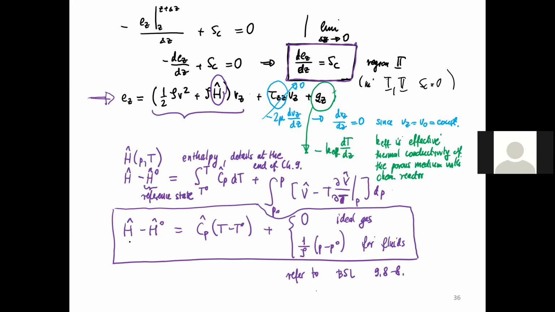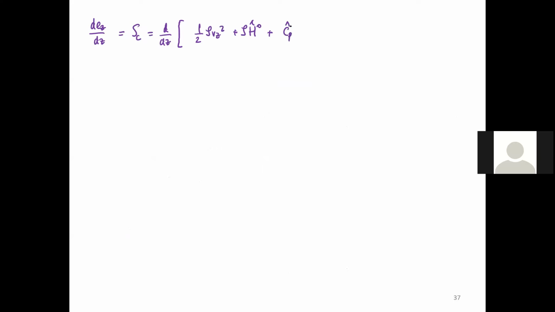So my dEz is equal to Sc. What I intended to write: it's dEz of 1/2 rho Vz squared plus rho H0, plus I'm now multiplying that formula for enthalpy, which is right here. So my enthalpy H hat is H0 hat plus Cp(T minus T0), and then plus 1 over rho times (P minus P0), because I have fluids here. Times rho.